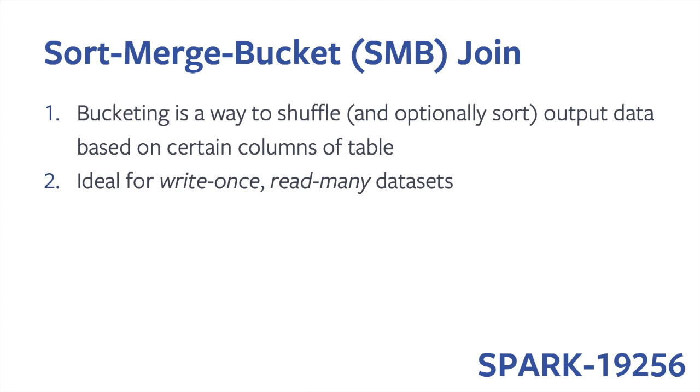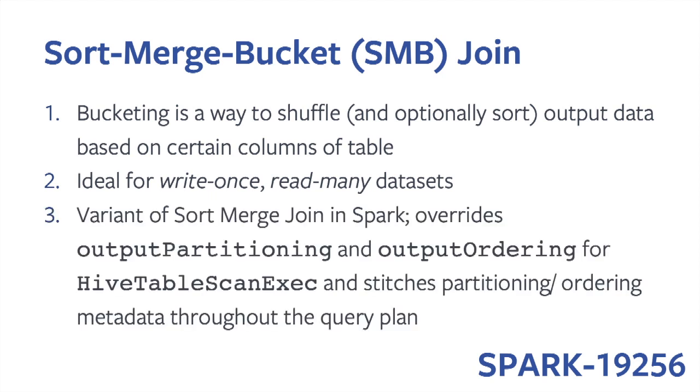The key idea behind this is that if you're writing something once and reading it a lot of times, the sort merge join that shuffles and sorts this input data every time does not have to incur that cost. You can just sort it once, shuffle it once, write it down, and then you can just read it back without incurring that cost. So this was the idea behind the SMB join. It's just a variant of sort merge join in Spark.